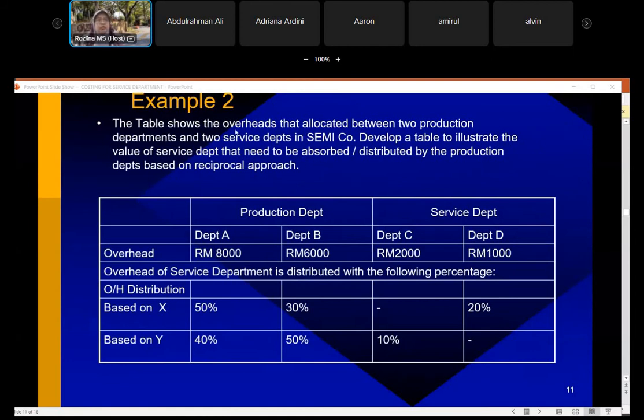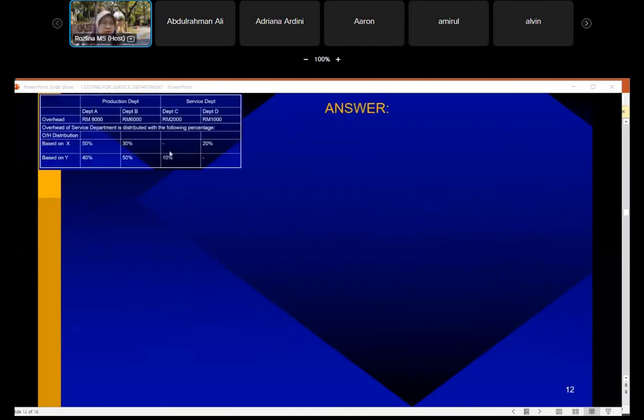The table shows the overhead that allocated between two production department and two service department. Same je. Develop a table to illustrate the value of service department that need to be absorbed. Okay. Itu sama, Department C contribute to Department A, Department B, and Department D. Who is the service department? C and D. Who is the production department? A and B. Okay. This is the question.